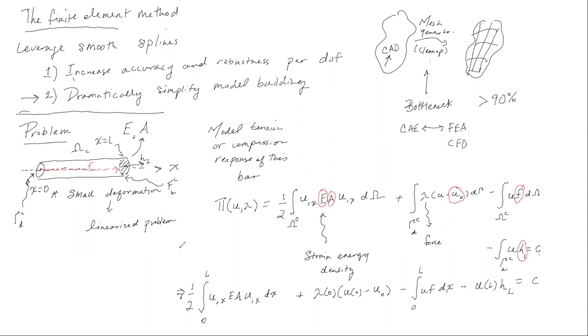Sorry, one more clarification. Go ahead, Eric. U comma X is the derivative of the displacement, right? Yep, that's correct. And then HL, that's a force on the end of the bar for this example? Yep. So what's the difference between the body force F and HL?